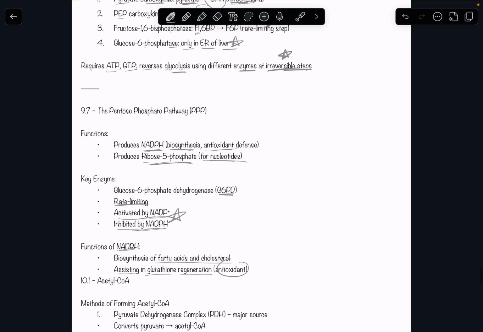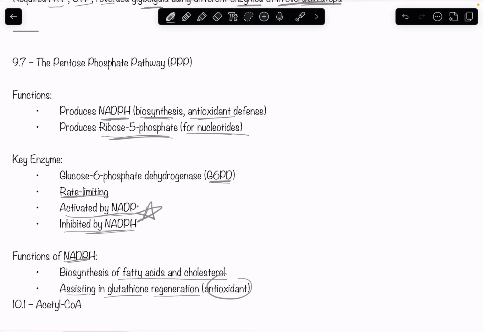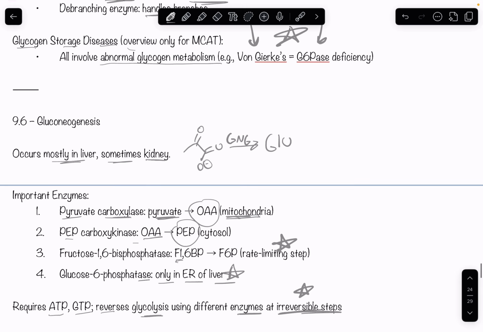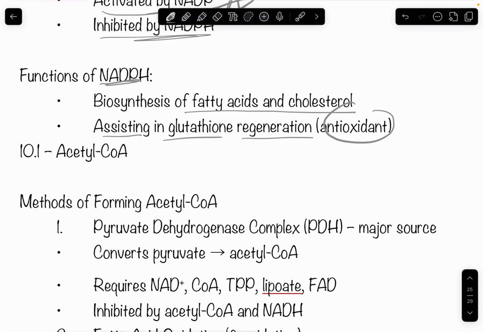And then for the PPP, I actually haven't seen a lot of questions about it. So this should be just enough to get you through your MCAT. Gluconeogenesis, you may see in more detail. Next, I'll see you guys in chapter 10, where we talk about acetyl-CoA.